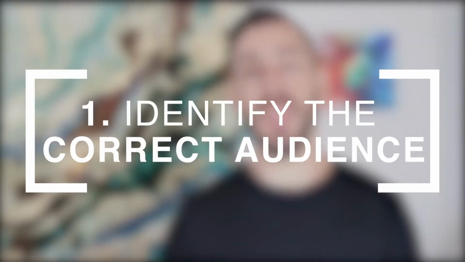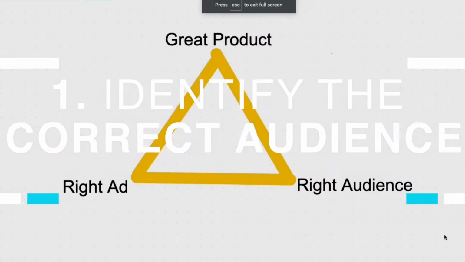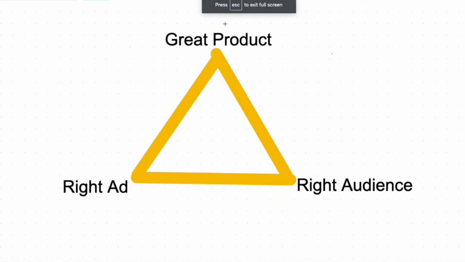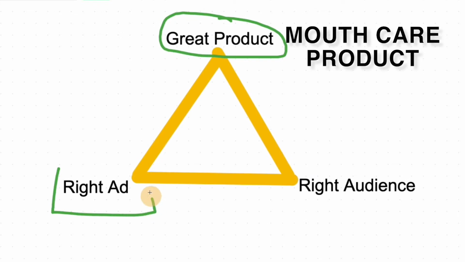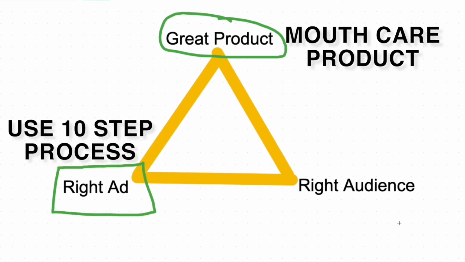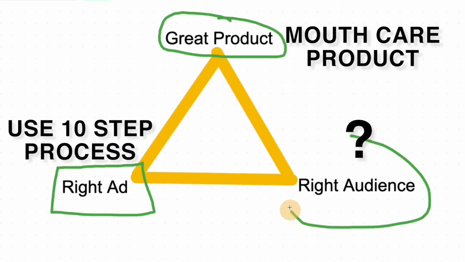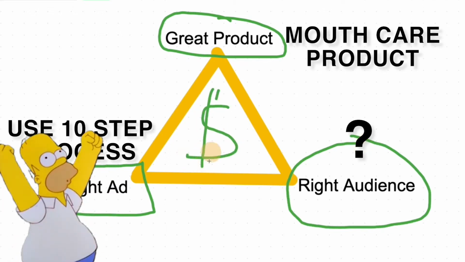Start with step 1, identify the correct audience. Now what you see on the screen here is what I call the golden triangle, and it illustrates the relationship between the 3 most important things you need to get right for all this to work. It all starts with a great product. And what defines a great product? For the most part, it's a product that people want to buy. You want a great product, combine that with the right ad and the right audience. Those 3 combined together, that's how you win.